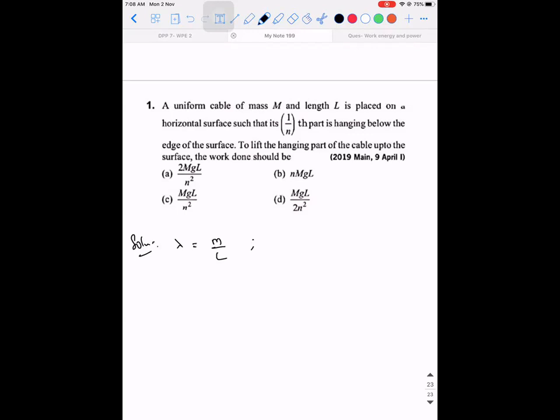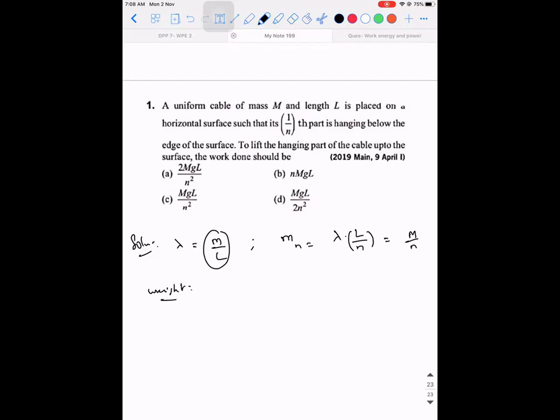So why are we writing linear mass density? To find the mass of which portion? 1 by nth of the cable. So what will be the mass of the 1 by nth portion? It is lambda into L by n. Lambda into L is mass, so that's m by n. Okay. So what will be the weight?